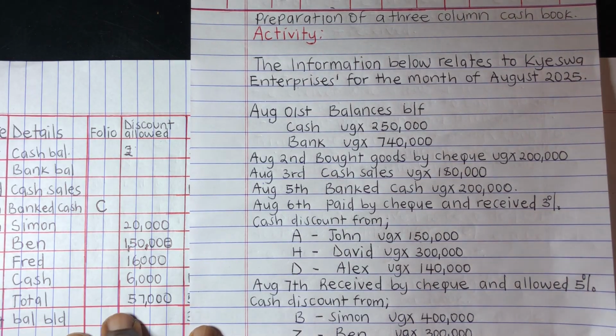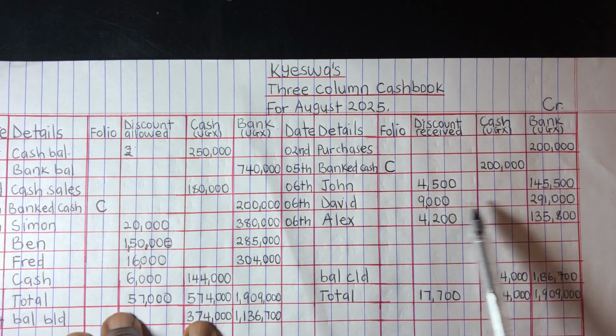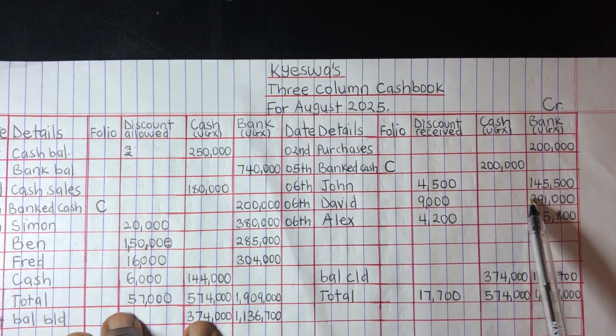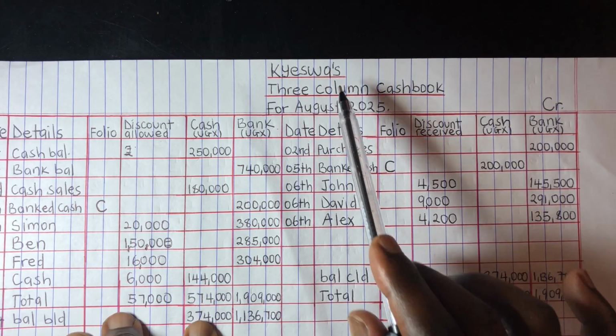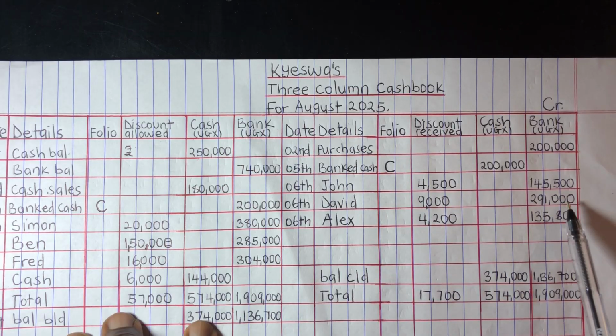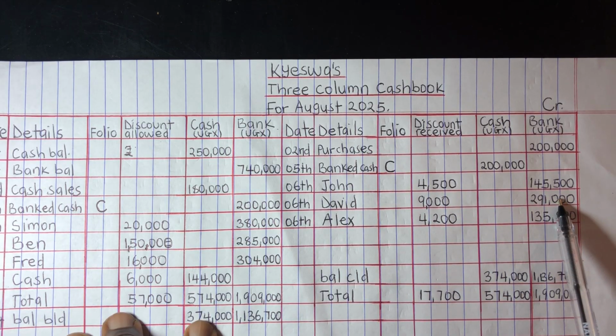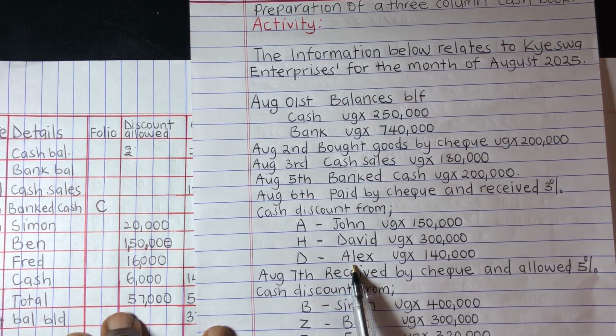So David was paid 291,000 because he gave a discount of 9,000 to Cheswa. So Cheswa received a discount of 9,000 and paid out 291,000. Okay, then let's go to the last here, which is Alex.